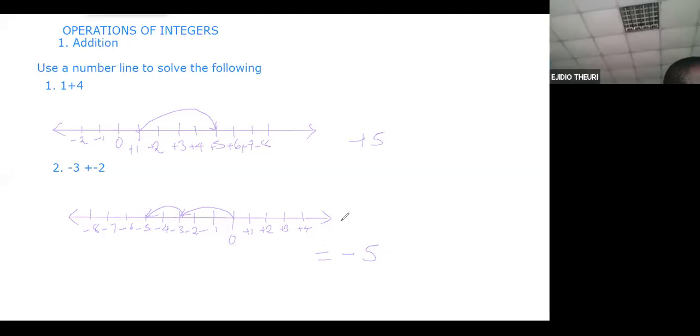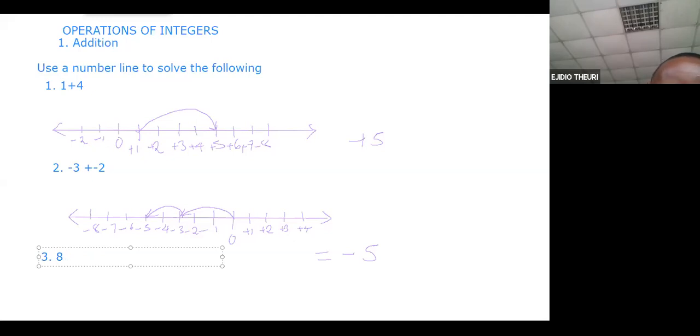Now, I want to give you another one. Number 3. It is 8 minus 4 minus 1. You must show this using a number line. Sorry. We are adding. Remember, it's supposed to be addition. Let us write it properly because the operation is adding.